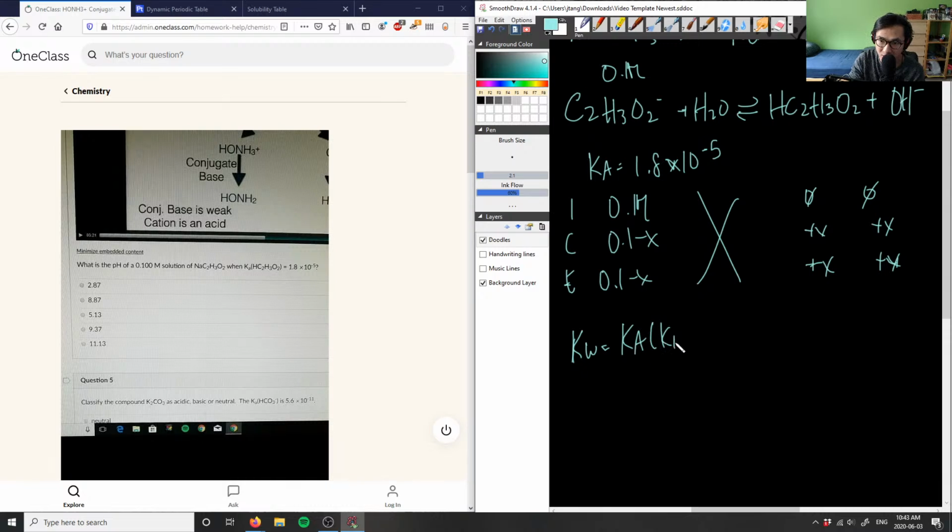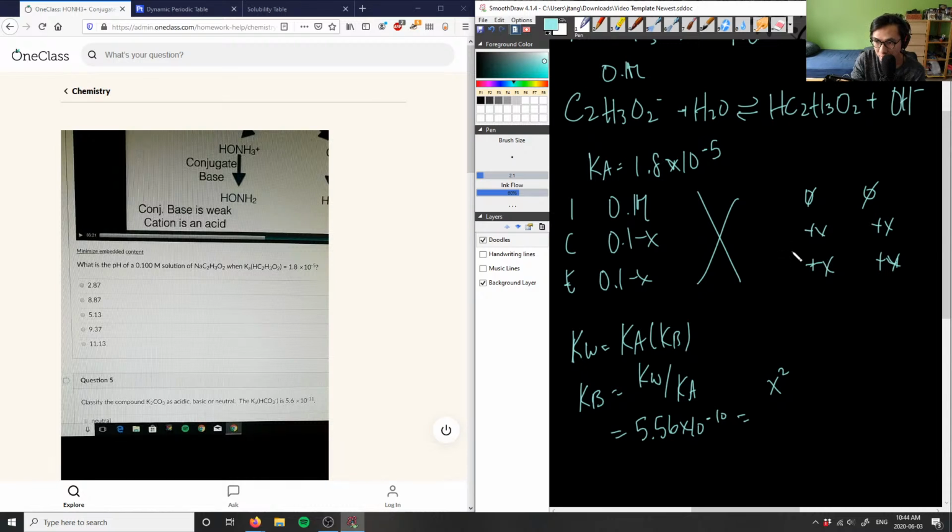Equals Ka times Kb. So Kb is going to equal Kw divided by Ka. Kw here we know as 1.0 times 10 to the negative 14 divided by 1.8 times 10 to the negative 5. So we get 5.56 times 10 to the negative 10. That's our Kb. This is going to equal our concentration of our products times the concentration of a reactant.